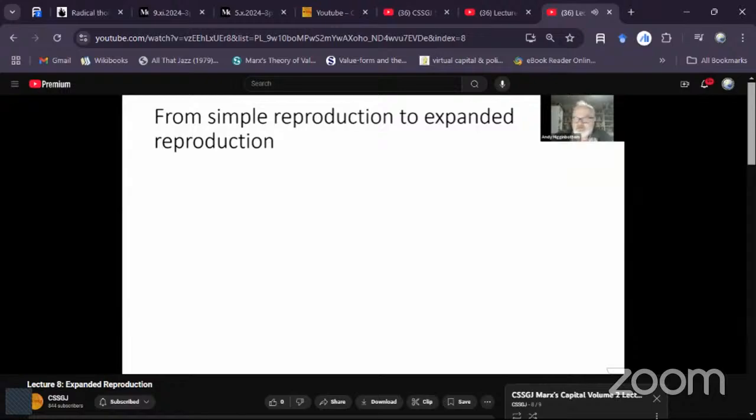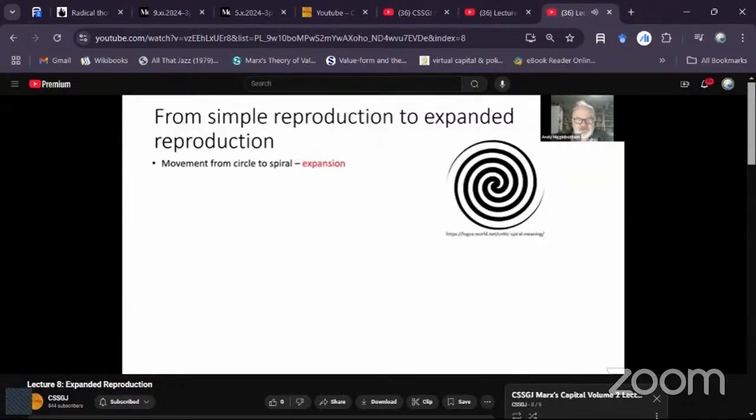Okay, so we're now going to look at chapter 21. The general movement is from simple reproduction to expanded reproduction. What does that mean? Well, Marx does this certainly in volume 1, and I think in effect he does it in volume 3 as well. And so this is the nice metaphor again, which is the movement from a circle to a spiral.